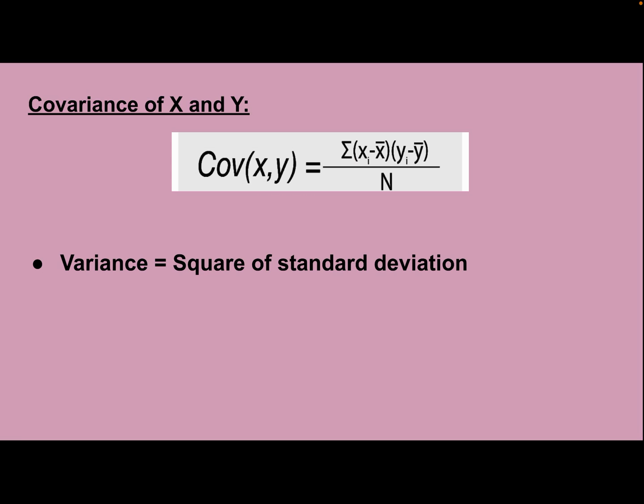Look at the slide here, students. Covariance is equal to sigma x minus x bar y minus y bar whole divided by n, and variance is the square of standard deviation. Variance is the square of standard deviation.